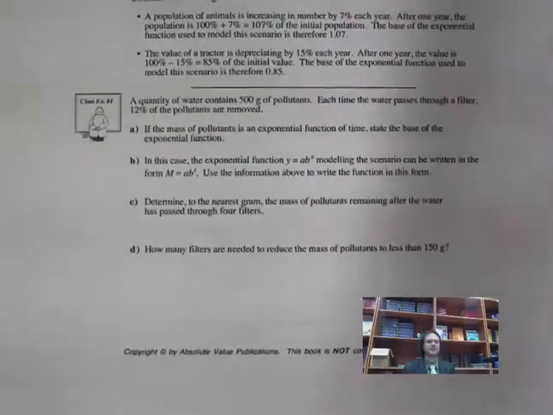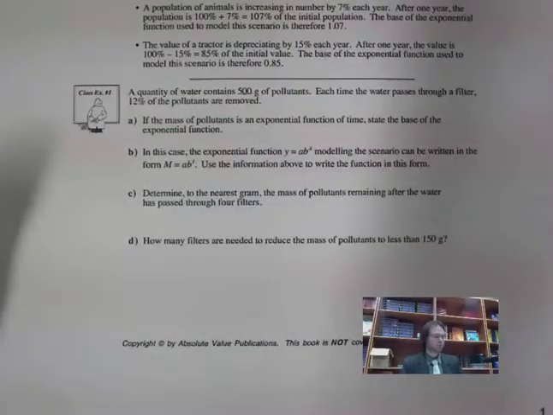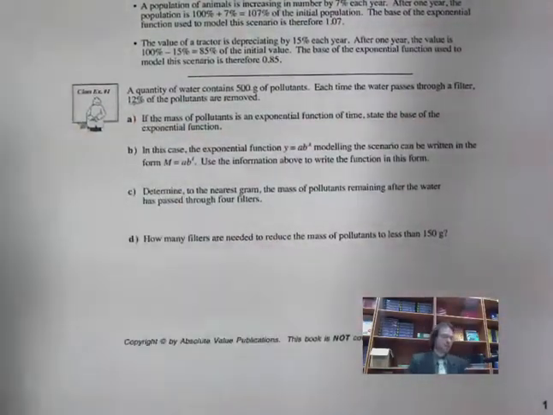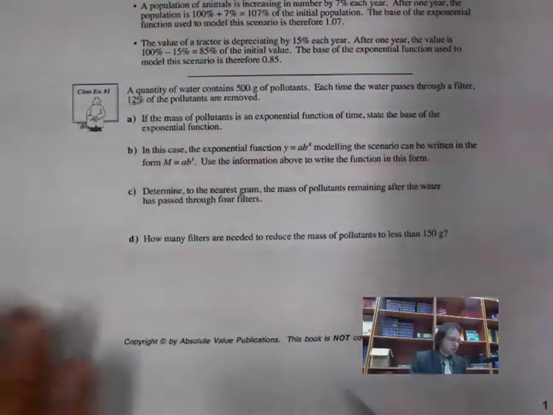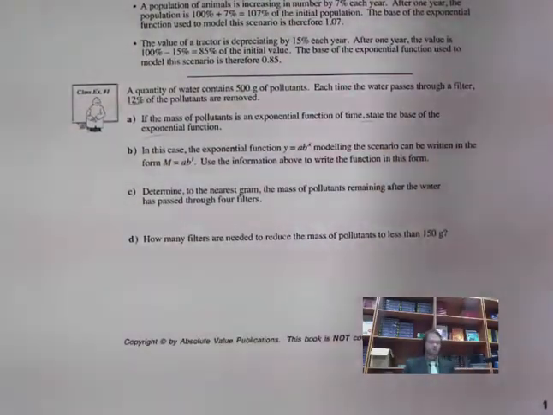So here's our first example. It says, a quantity of water contains 500 grams of pollutants. Each time water passes through the filter, 12% of the pollutants are removed. Alright, so it says right here, state the base of the exponential function.